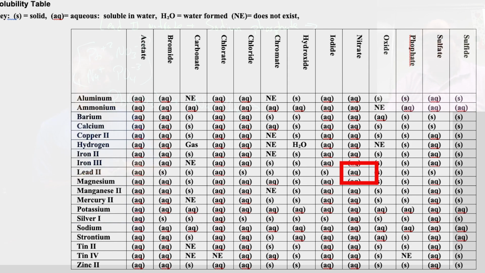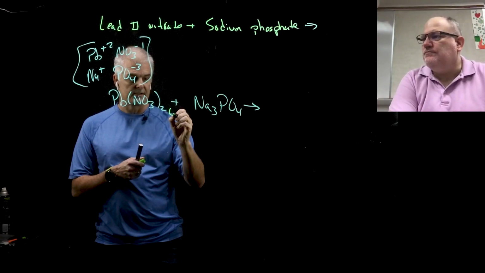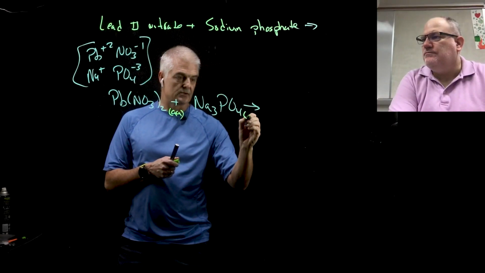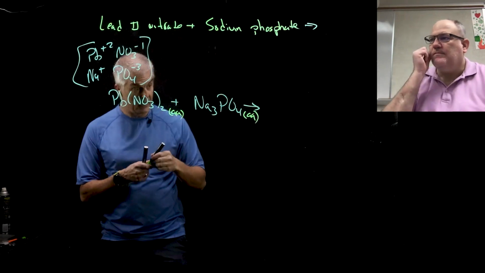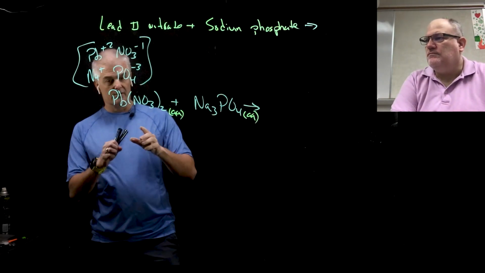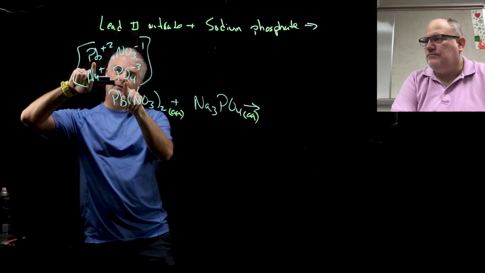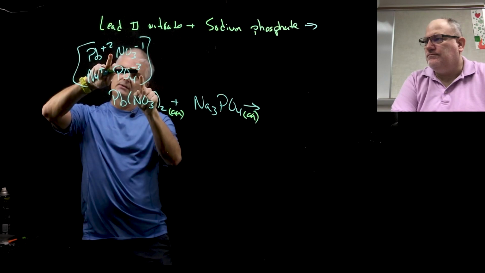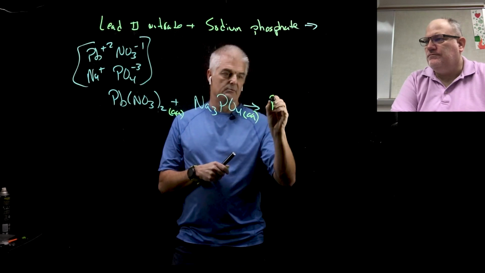Now, what we need to do is check out our other table, this table of AQs and S's, and it turns out that lead nitrate is AQ. That's good. And this is also AQ. So this reaction could happen. Now we want to trade partners. So now the lead is going to get together with the phosphate. Oh, that's a tricky one, isn't it? +2, -3.